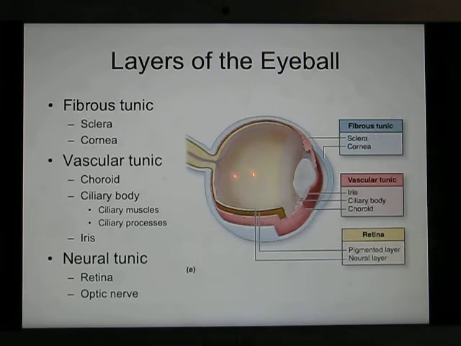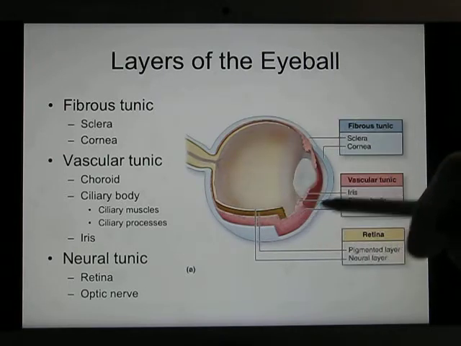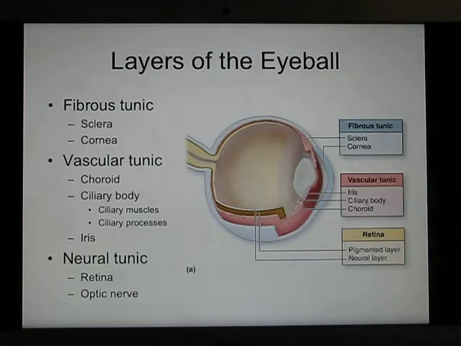And the third layer is called the neural tunic. Neural tunic, that's the inner layer. That's the most important layer. That's the place where they transfer the physical stimulus, which is the light, into the neuronal signal, neurotransmitter release and action potential. That's the inner layer. So that's the retina. That's the neural tunic. That's the third layer.